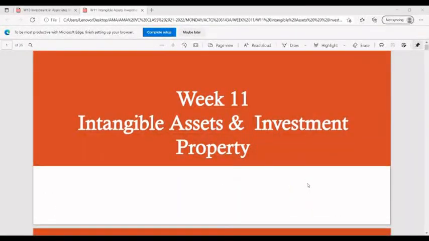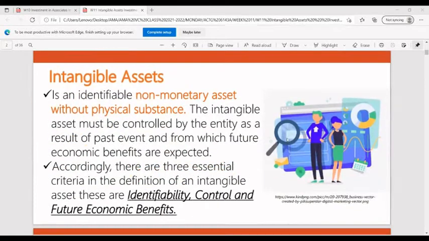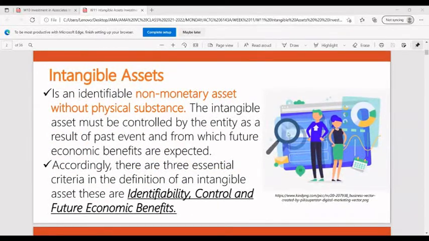Next is intangible assets, which is what I told you last time: an intangible asset you cannot see, you cannot touch. It's an intellectual property which is usable. It costs sometimes $1 million. Intangible assets are like copyright, patent, franchise. So this will be elaborated in this discussion.